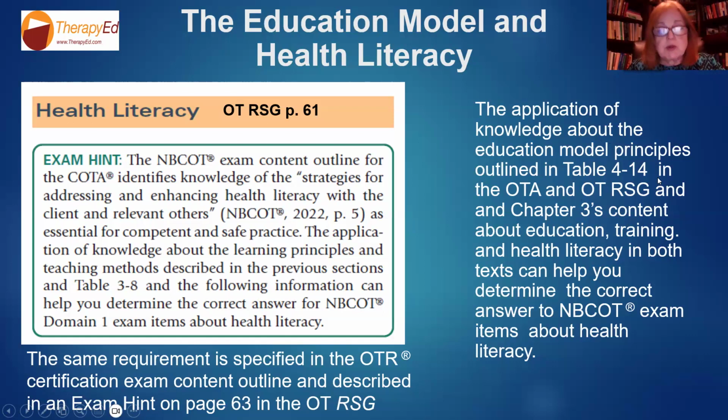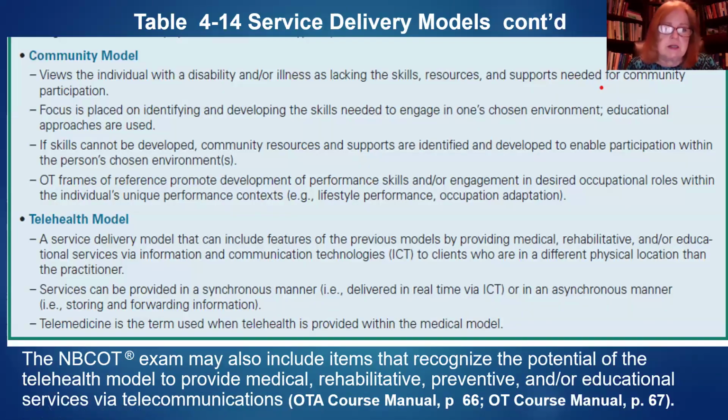And chapter 3 includes information about education, training, health literacy. And again, table 4.4 that I just showed has information about the education model. And you know that health literacy is emphasized on the exam. The other two models in this table: the community model, where we are looking at connecting the person and the skills they need to live in their chosen community, and what are the resources and supports they need, and how do you help the person engage in occupational performance within those communities. So this is where you get more into lifestyle performance, occupational adaptation, model of human occupation.